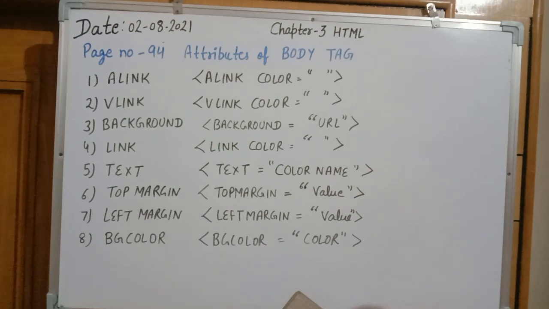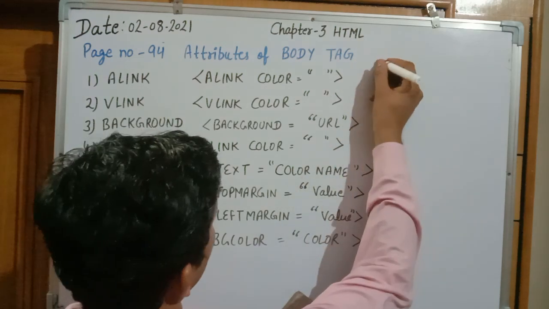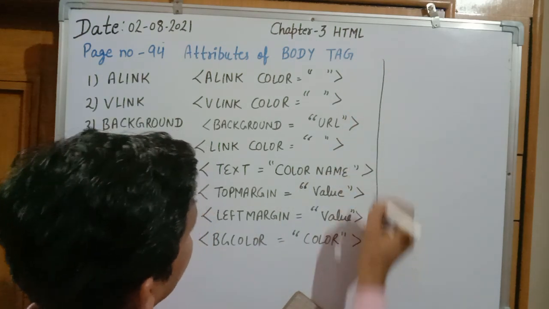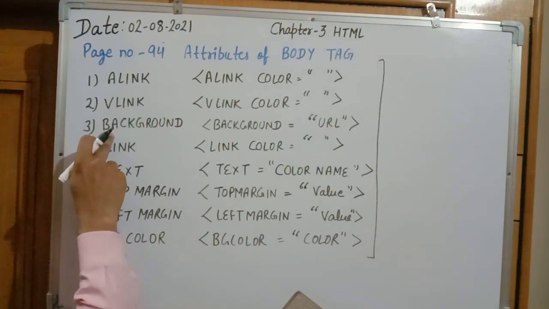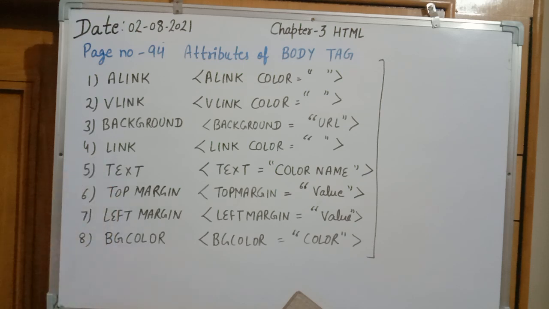Next topic is on page number 94. It is attributes of the body tag. A body tag can support a total of 8 types of attributes. So the first type of attribute is alink, second vlink, third is background, next is link, fifth is text, then topmargin, leftmargin, and bgcolor.